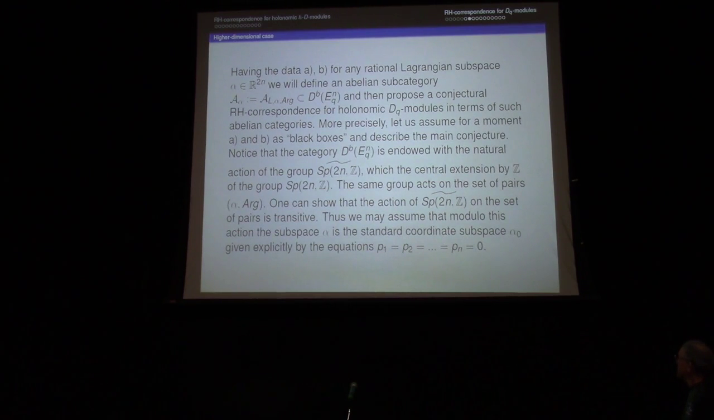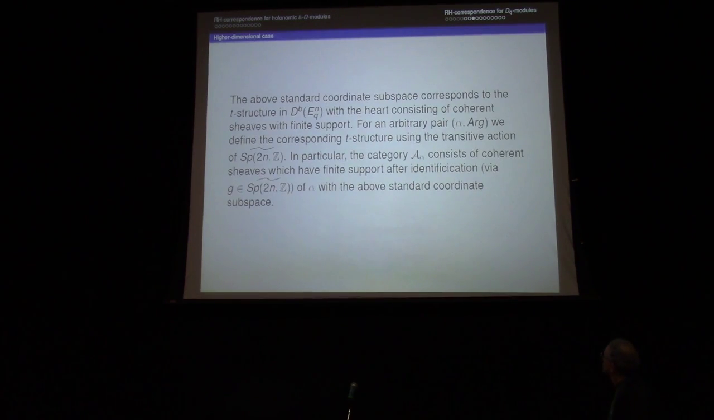corresponds to the very simple t-structure, it's just coherent sheaves with zero-dimensional support, with finite support. So if I have an arbitrary pair, a rational subspace and the branch of the argument, just using the transitive action of this group, we can make it into a standard one. So modulo this Fourier-Mukai and shifts, my abelian category is a subcategory in the derived one, consisting of coherent sheaves which have finite support.